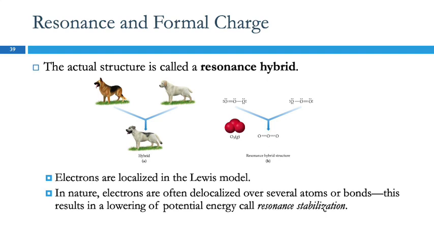The actual structure is a resonance hybrid. It's not this or that. It's the combination. The best we can do here is really to draw like a 1.5 bond for each. A single bond and then a dashed line to represent part of a single bond. Lewis theory just can't handle this.